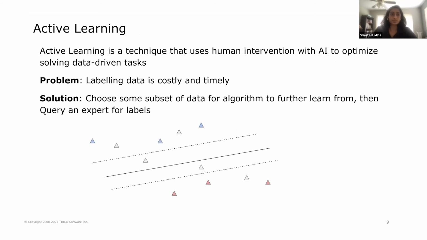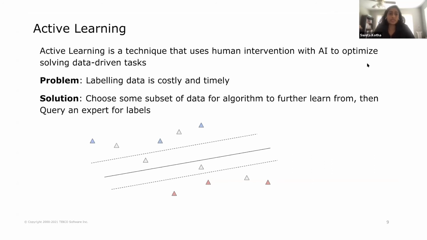Right. So I think it's also nice to go in a little more depth about what active learning actually is. The technical definition is that active learning is a technique that uses human intervention with AI to optimize solving data-driven tasks. And really the issue at hand is that labeling data is very costly and time-consuming in a lot of settings, and probably especially on a manufacturing floor.